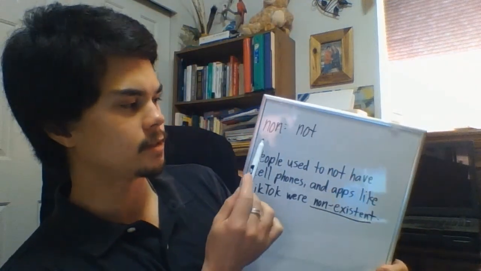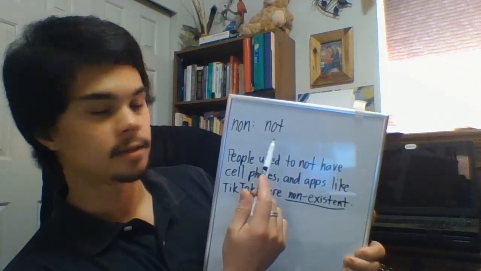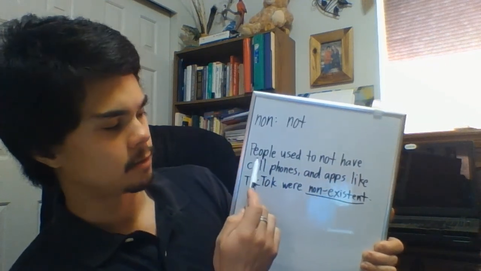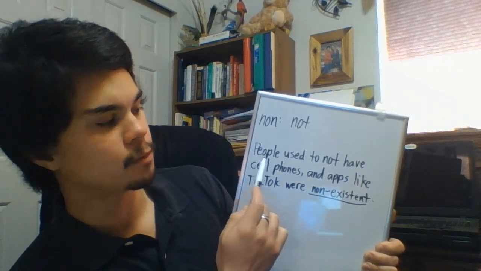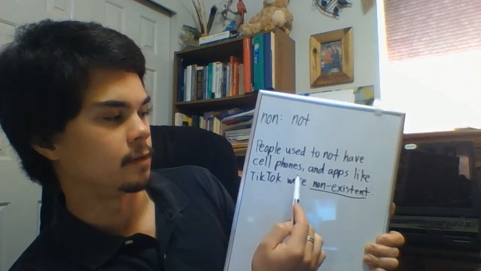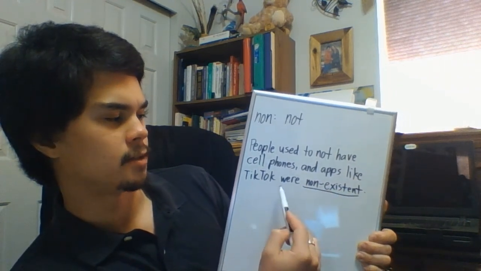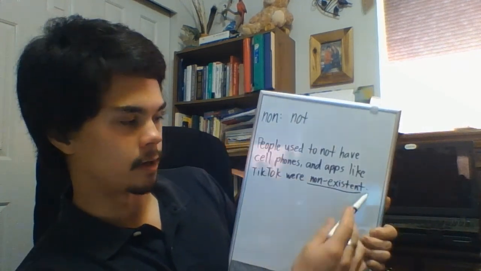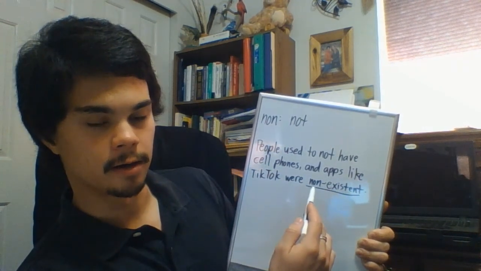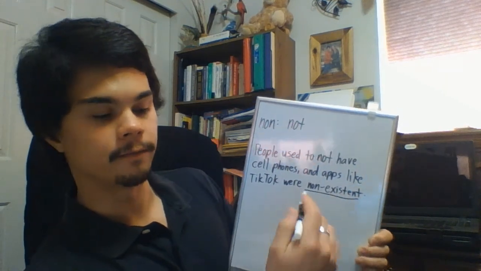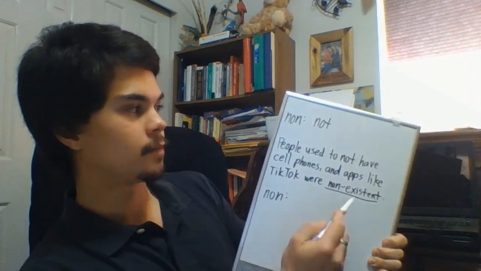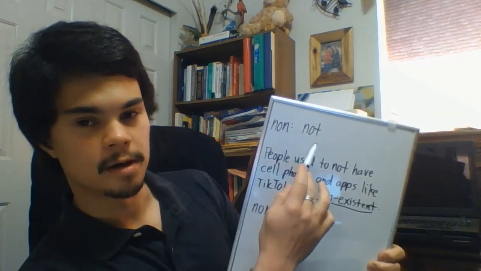So now we're going to look at another prefix, and that is non. Non simply means not. So in a sentence, an example would be: people used to not have cell phones, and apps like TikTok were non-existent. So the word non-existent has the prefix non. Let's break it apart and figure out what it means. So non is the prefix, and we already know that means not.